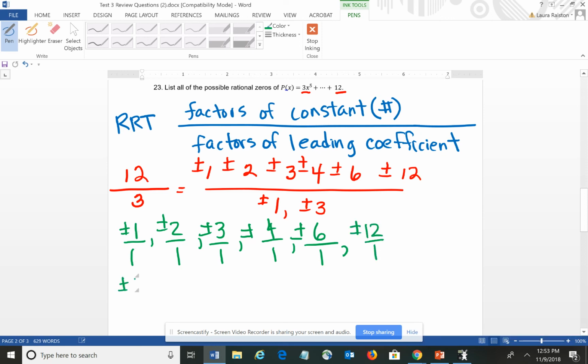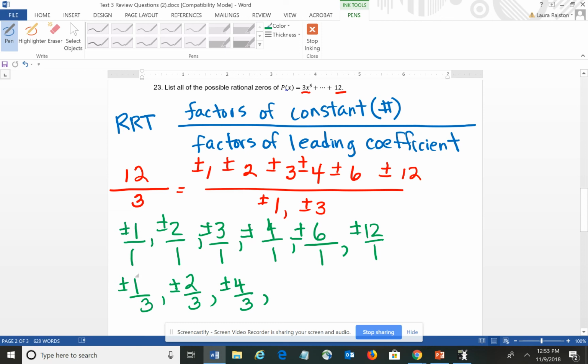I'd have plus or minus 1 over 3, plus or minus 2 over 3. 3 over 3 would be 1. I've already got that in the list. Plus or minus 4 over 3. 6 over 3 would be 2. I've already got that in the list. 12 over 3 would be 4, and it's already in the list.